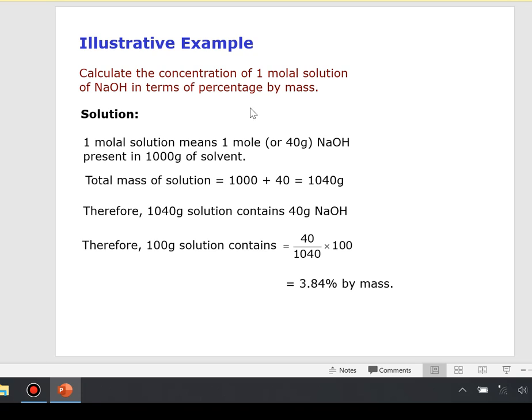So mass percentage, it means mass of the solute, that is 40, upon mass of the solution, that is 1040, into 100. So you obtain 3.84% by mass. That is the percentage by mass.